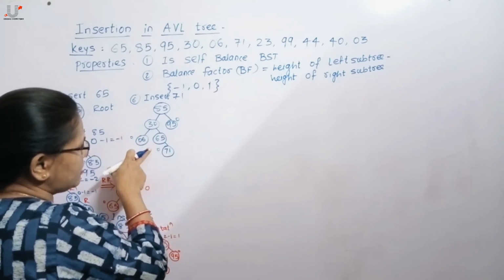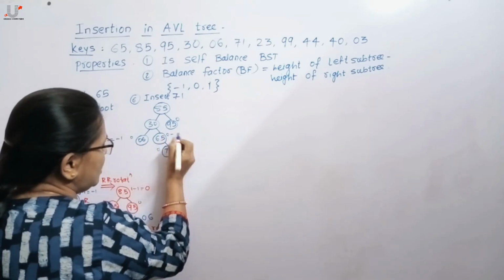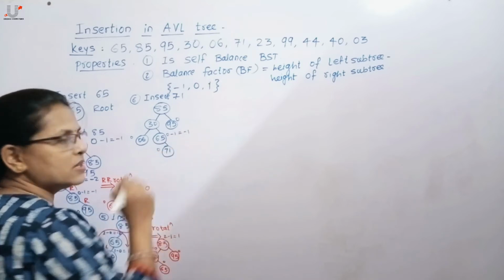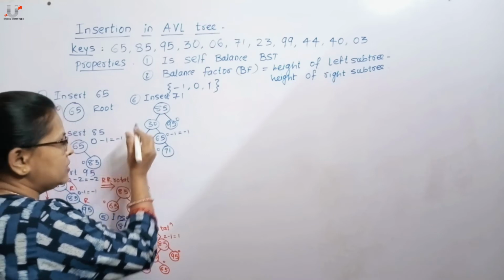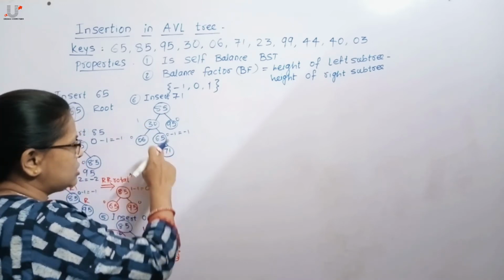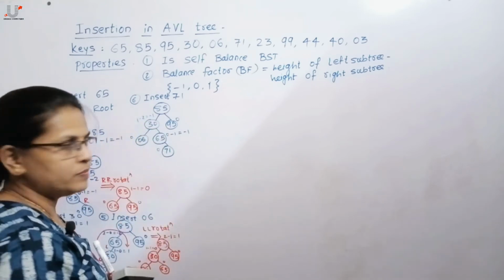balance factor for 65 is height of left subtree, as no left child is present, so 0 minus height of right subtree, so 0 minus 1, the balance factor is minus 1. For 30, height of left subtree is 1 minus maximum height of right subtree, it's 2, so 1 minus 2, the balance factor is minus 1.